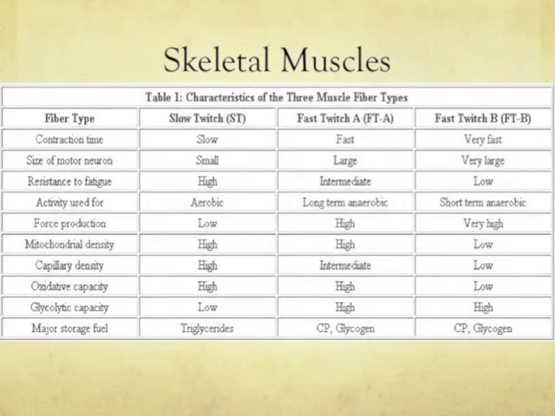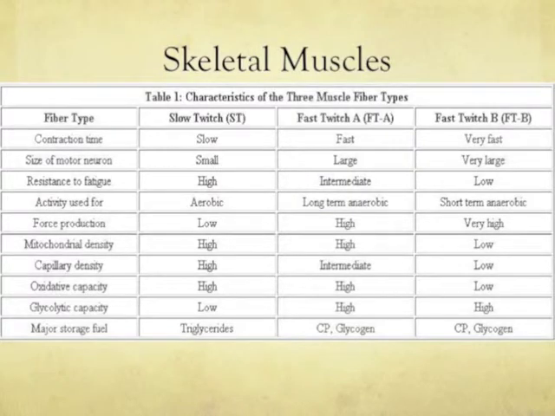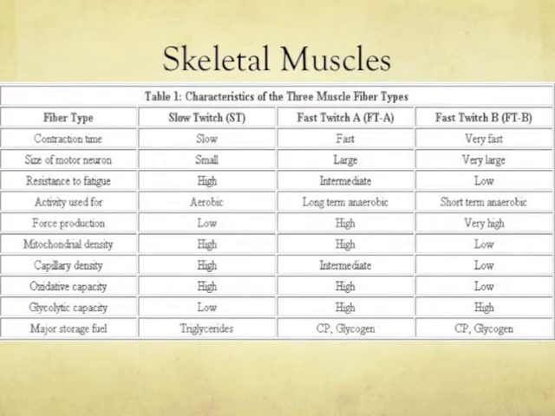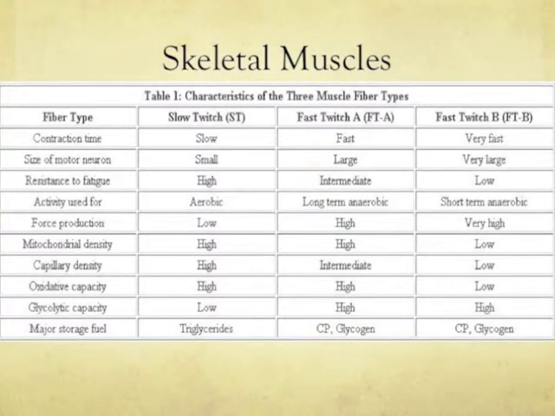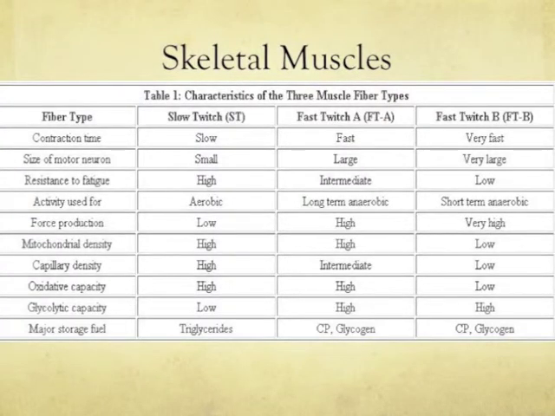Okay, so for the skeletal muscles, we break down in two different categories. We go to slow twitch fibers, which are the type 1 fibers, and we go to fast twitch fibers, which are type 2 fibers. Then the fast twitch fibers can be broken down into two different fibers themselves. Fast twitch fibers type 2A and type 2B.